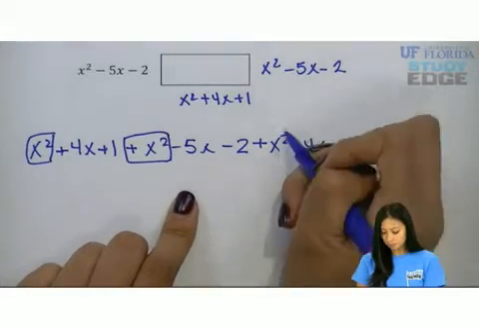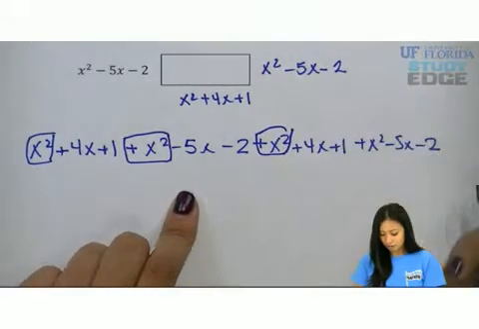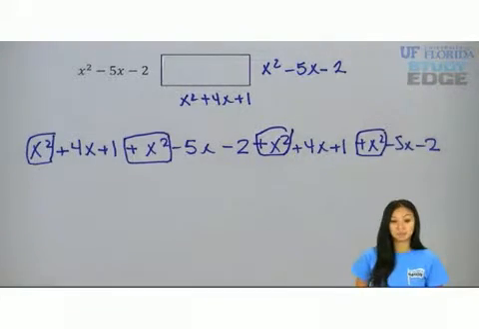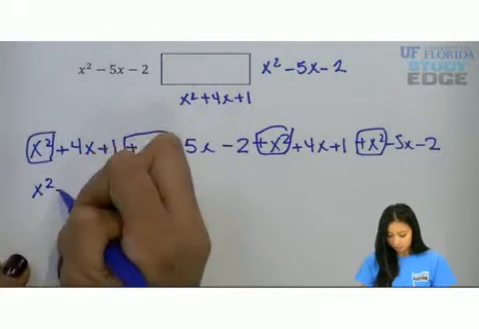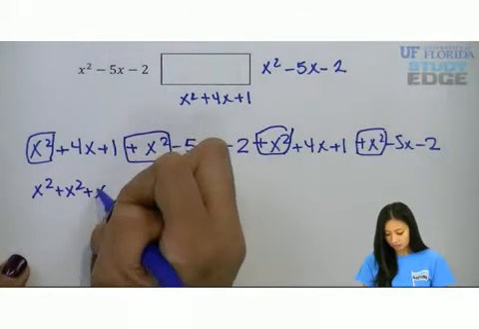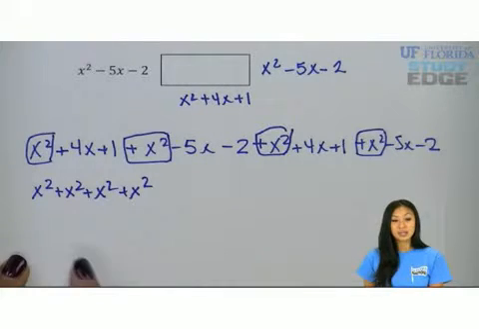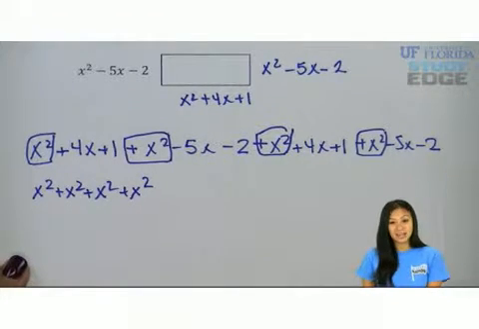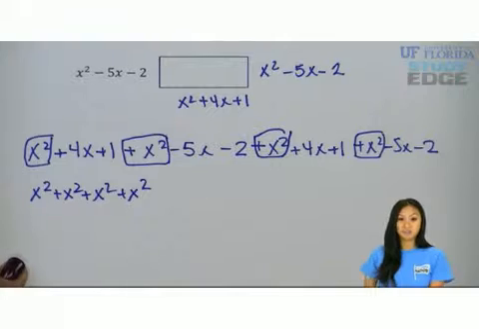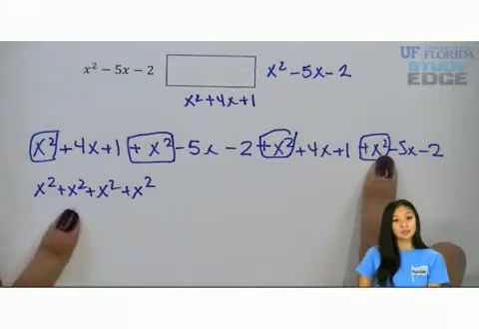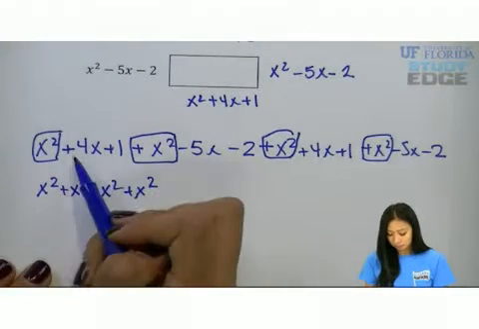Same here. There's another one, and another one. So there's 4 in all. I'm just going to write them together. Again, you don't have to do this step if you don't want to. I've said that in my previous videos. But I always like to write everything out, so if I do anything wrong, I can go back and check to see where I made a mistake. So I have x squared plus x squared plus x squared plus x squared.